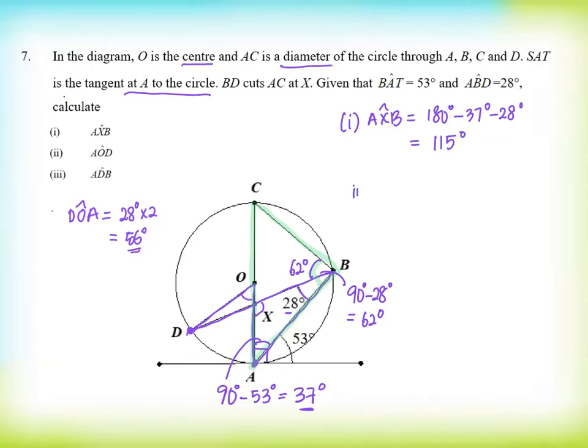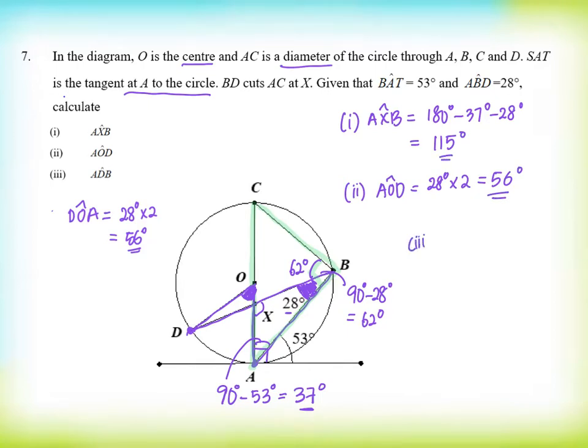Part 2. Find angle AOD. Well, angle AOD is down here. Angle at the center is twice the angle at the circumference. So in this case, I will have angle AOD to be 28 times 2, which is 56 degrees.